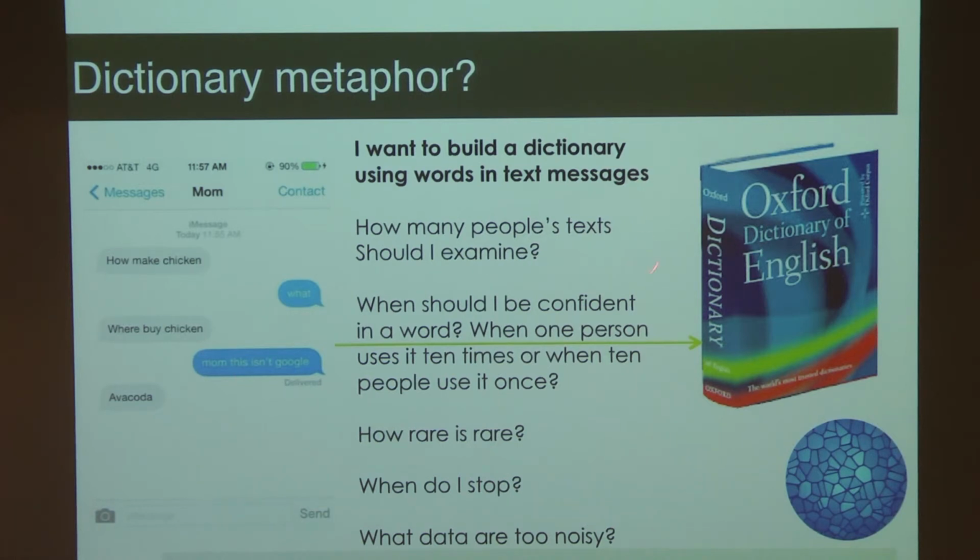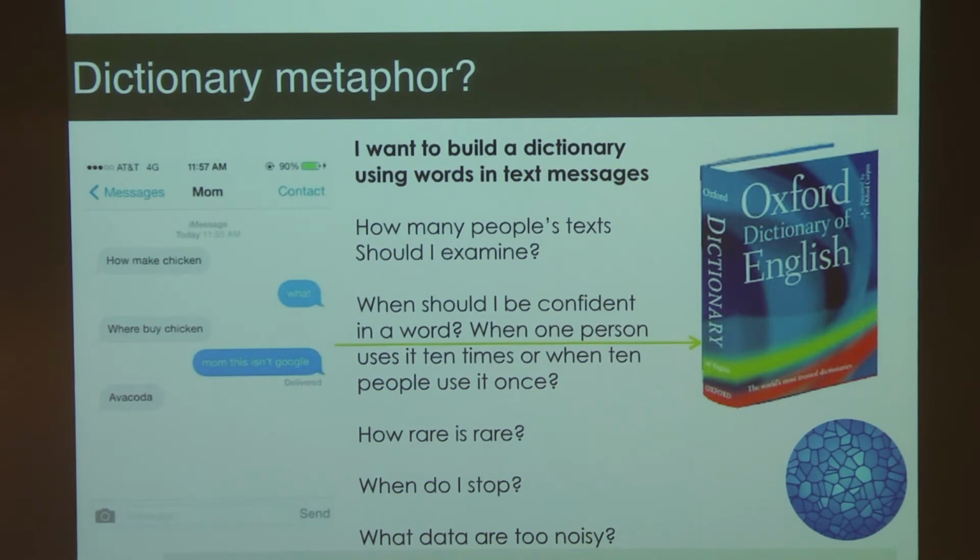First of all, how many people's text should I examine? I know that I'm going to have a specific set of typos in mind. I'm not going to talk about particular topics. I'm going to talk about a lot of topics, or a specific set of topics a lot. When should I be confident in a word?